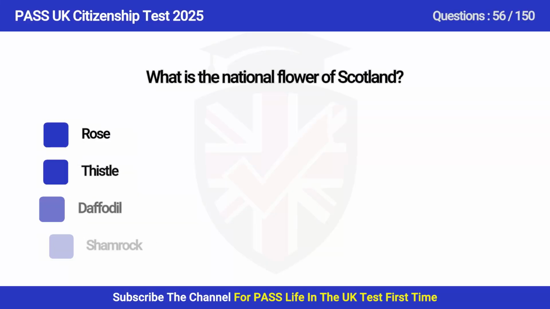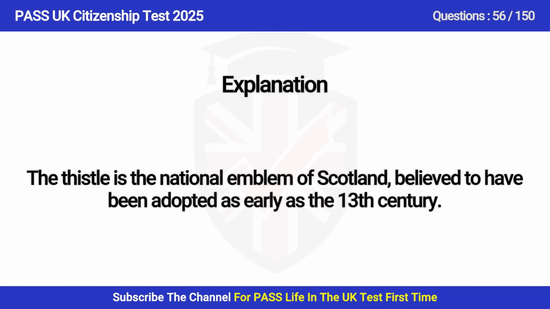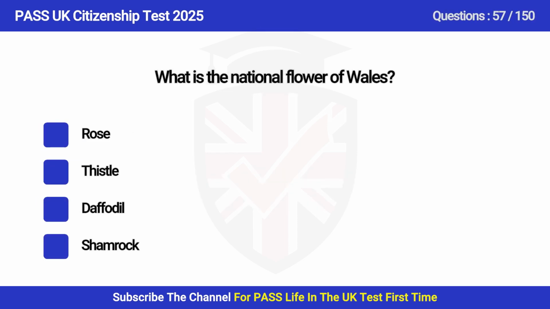Question 56. What is the national flower of Scotland? A. Rose, B. Thistle, C. Daffodil, D. Shamrock. Answer is B. Thistle. The thistle is the national emblem of Scotland, said to have been adopted as early as the 13th century.